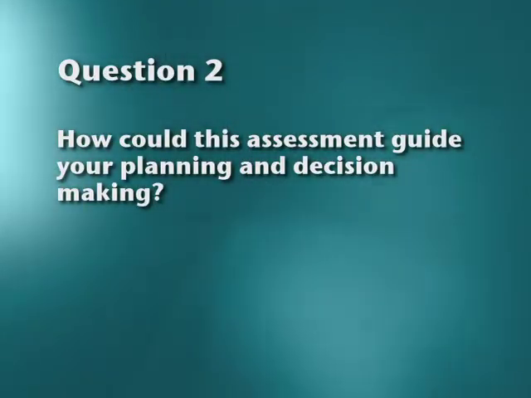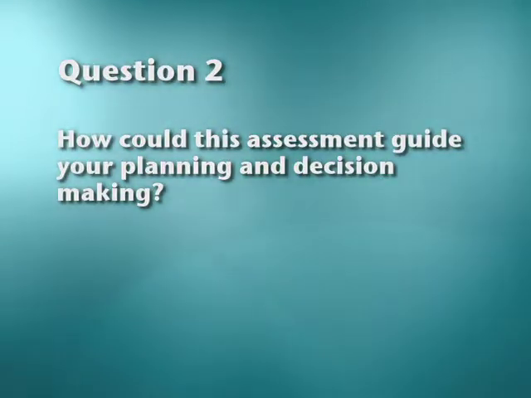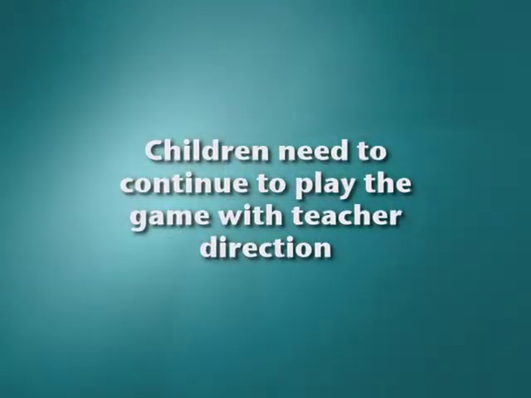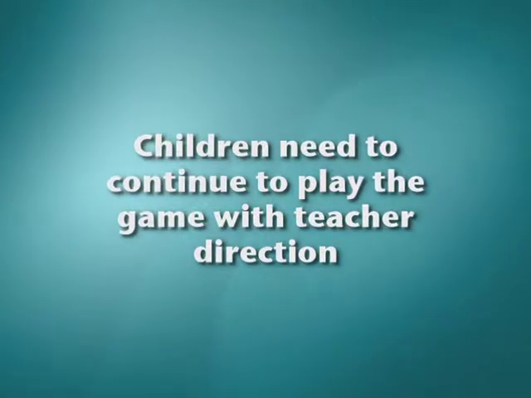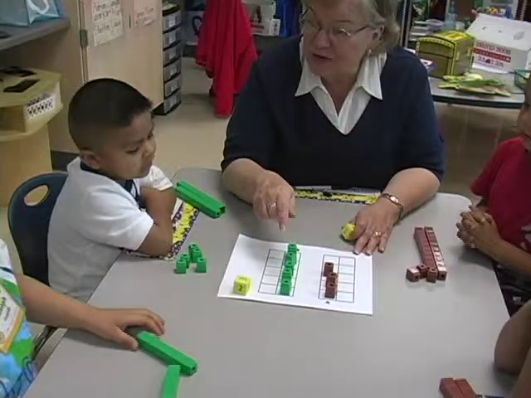Well, let's look at the second question. How could this assessment guide your planning and decision making? Remember, I said this was the first time they played this game. There were lots of things I could make decisions on based on what they could do. First, children need to continue to play the game with teacher direction. One time introducing this game was not enough for them to be able to play this game by themselves. They needed to have those specific directions. One of the directions that I think is very important with the 10 frame is that they're able to fill up the top row first and then the second row.